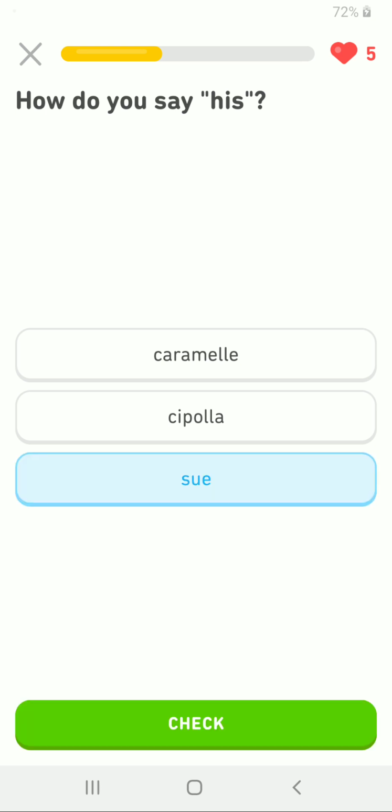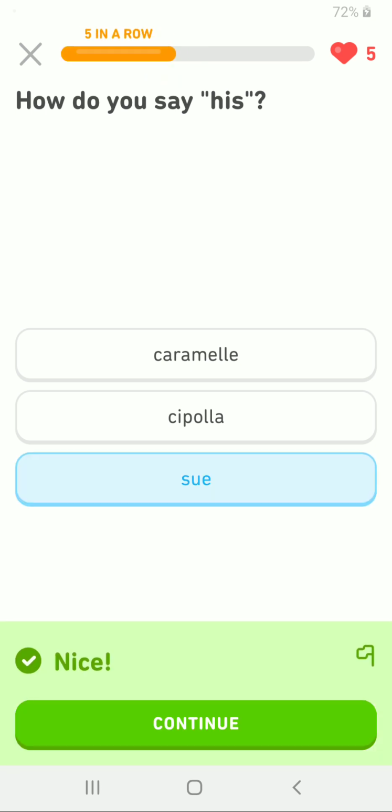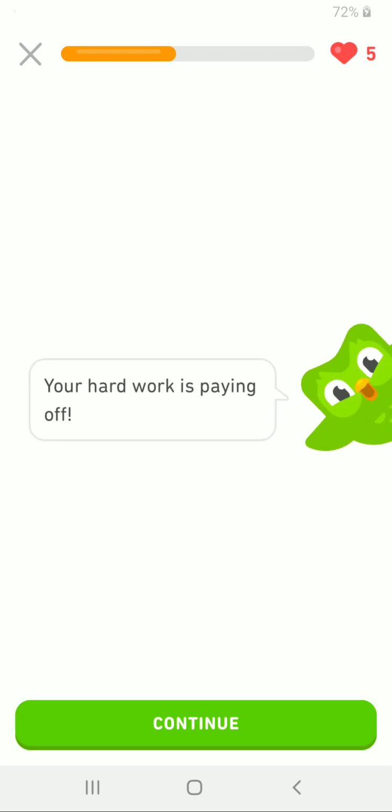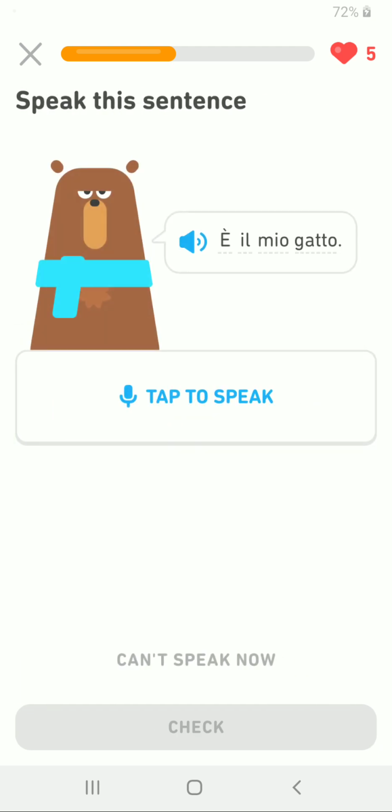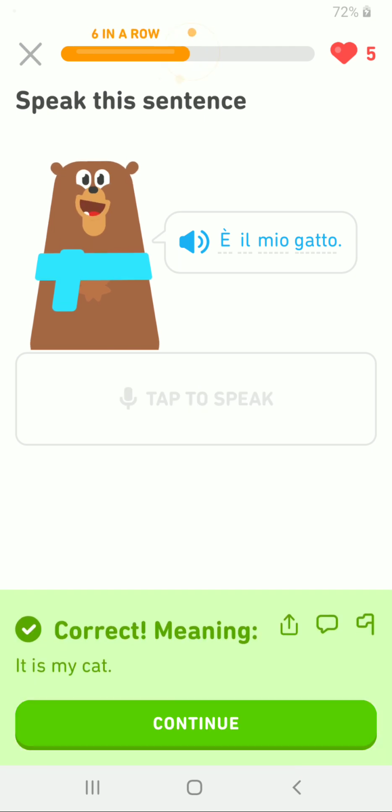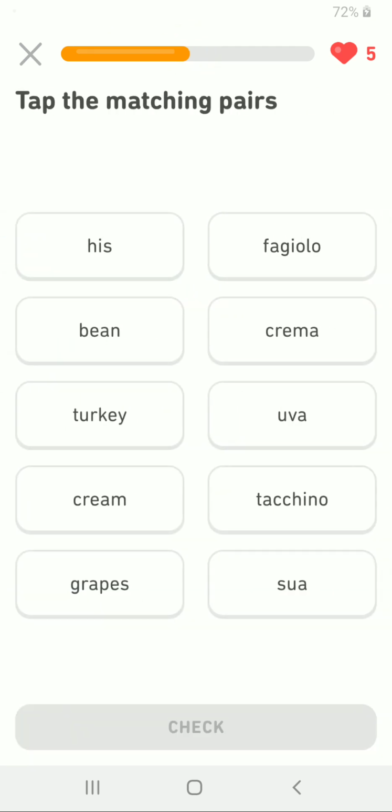Sue, sue, it's his, but in plural, feminine plural form. Okay, let's continue, guys. È il mio gatto. So it is my cat. È il mio gatto. So his, sua, feminine singular, sua.